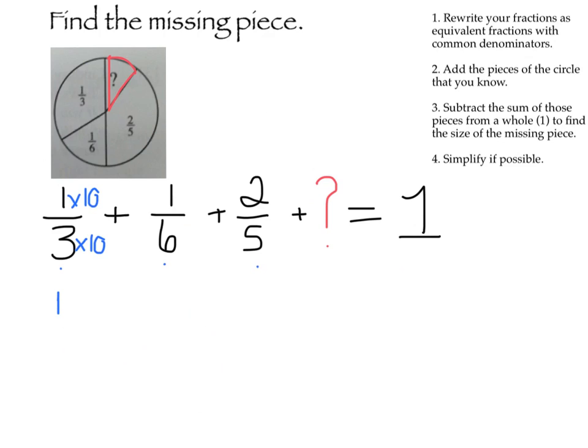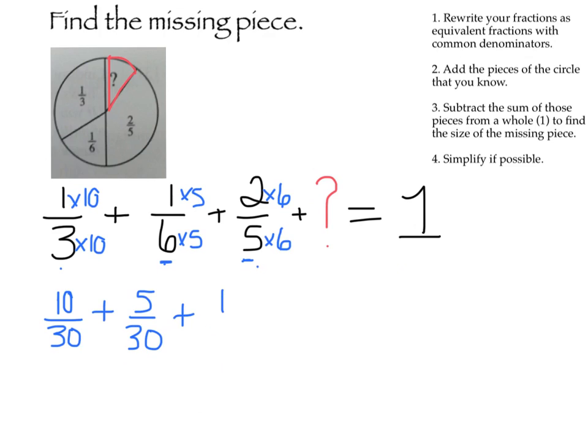So I've got 10 30ths plus, so to get from 6 to 30, I need to multiply by 5 on bottom and top. So I have 5 30ths plus, now on my last one here, I need to get fifths into 30ths. So I'll multiply the denominator by 6. I'll do the same thing to the numerator, and I have 12 30ths.